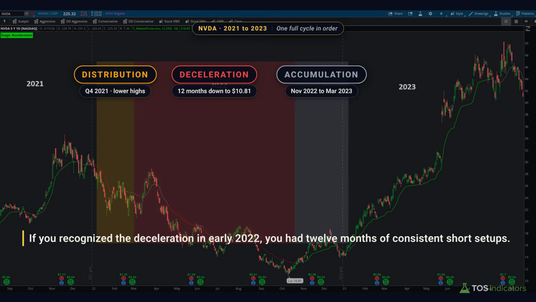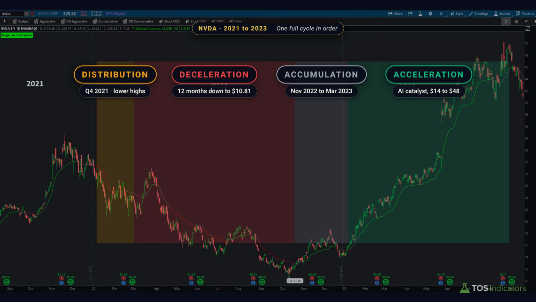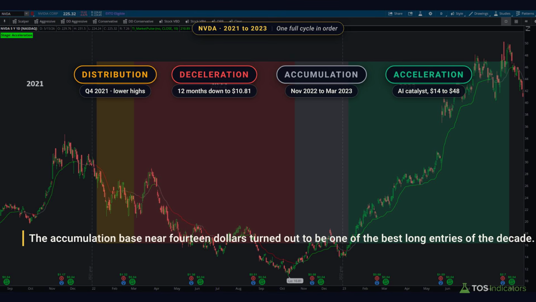NVIDIA ground down all the way for 12 straight months to a low of about $10.81 in October. Now, by late 2022, the chart had begun to flatten. From October 2022 through nearly 2023, it traded a very quiet base in the $14 range. Then in mid 2023, the catalyst that everyone now remembers, the broad arrival of AI, hit the market, and you'll see the stock started to hit acceleration. It ran from $20 to nearly $50 inside of a period of 6 months. And again, very easy to see with the Market Pulse turning green.